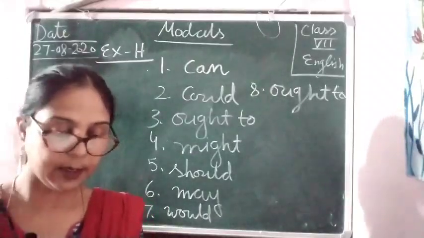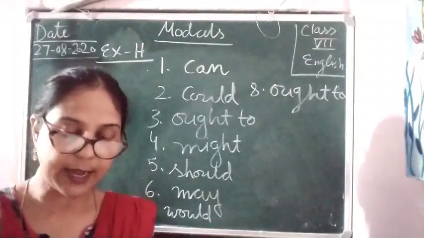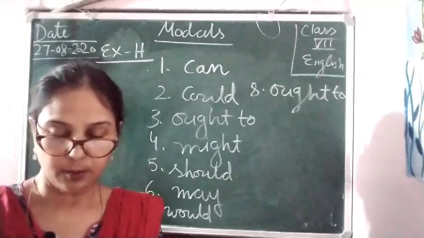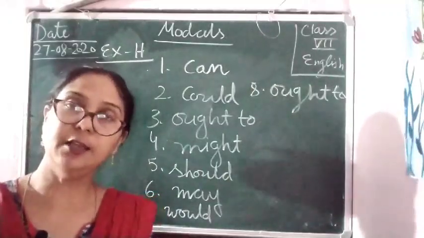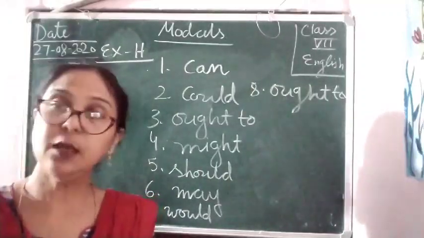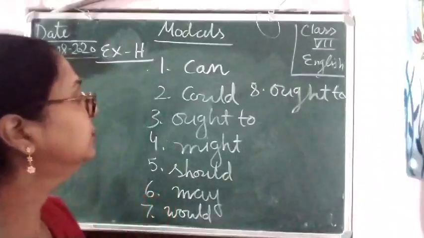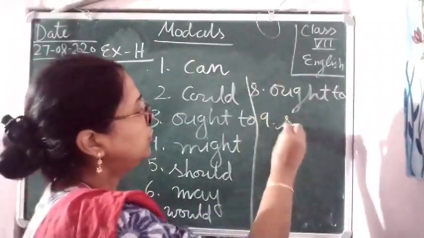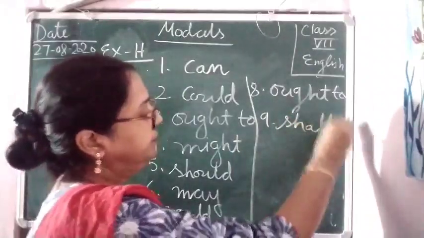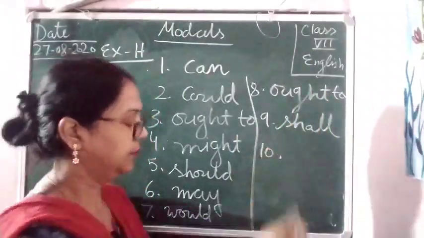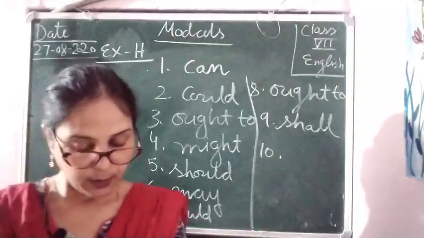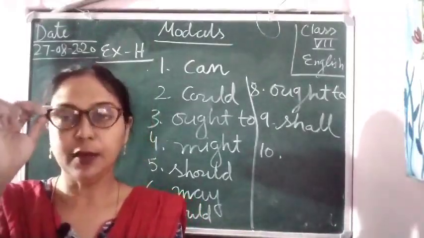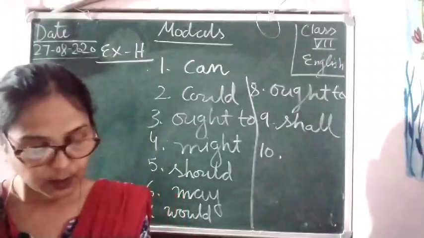Now 9th: you must be hungry dash I will give you something to eat. Here modals are given in the bracket: would and shall. So we are using shall. In number 9, we are using shall. You must be hungry. Shall I give you something to eat? That we are going to use.